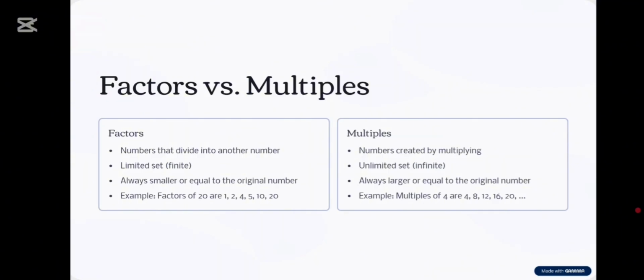For example, multiples of 4. So we're starting with 4 because 4 is the given number. We're looking at the multiples of 4. So 4 can go into 4 one time. 4 can go into 8 2 times. 4 can go into 12 3 times. You get that? So that is how it is. That's the secret. So multiples do not end. Okay, thank you very much.